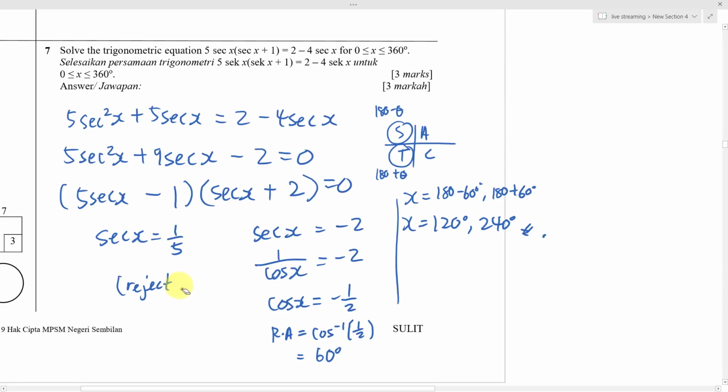Okay, some students are confused about why I write rejected here. Okay, let's do it. This is 1 over cos x equals 1 over 5. Then I solve it, and I will get cos x equals 5. And then I try to solve this one. Cos inverse 5. You can take out your calculator and check it. The calculator will tell you it's a math error. Then you will write rejected, because cos cannot get any value more than 1.